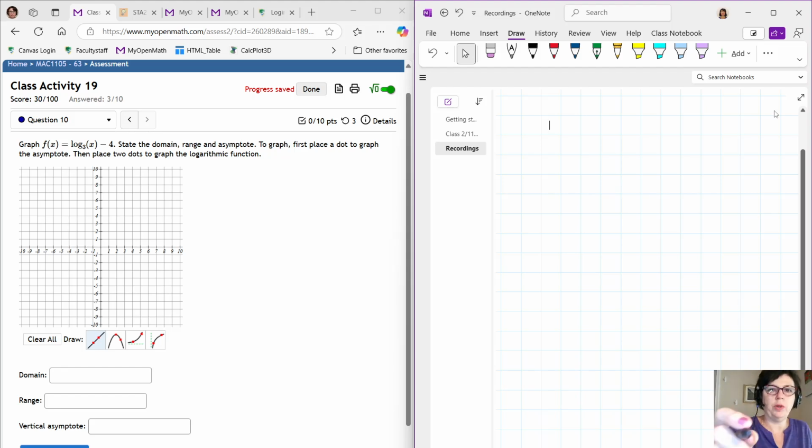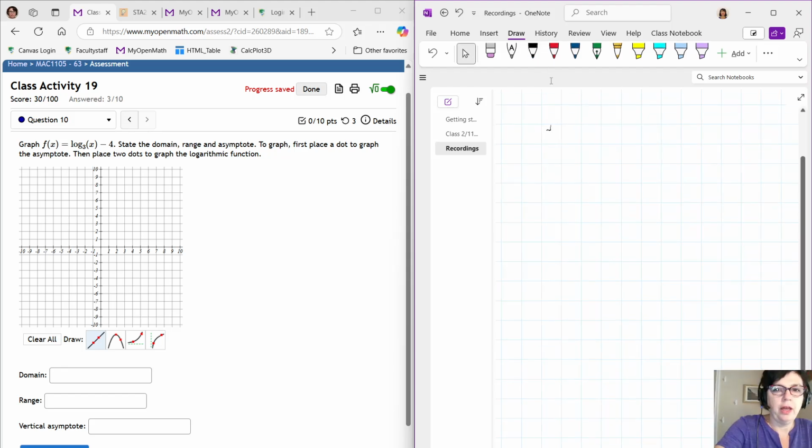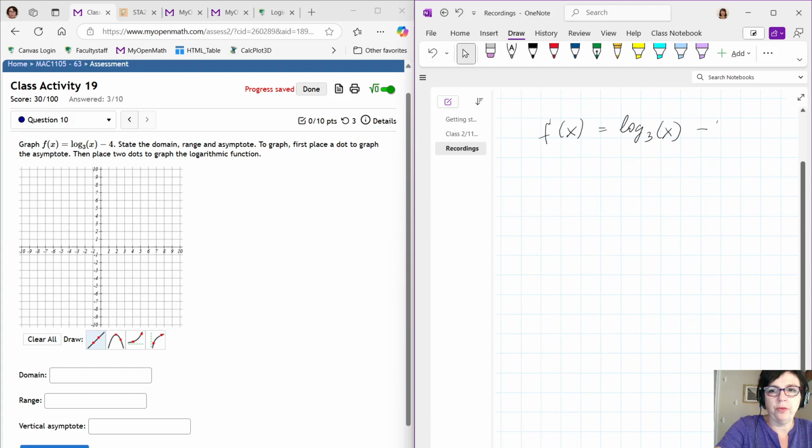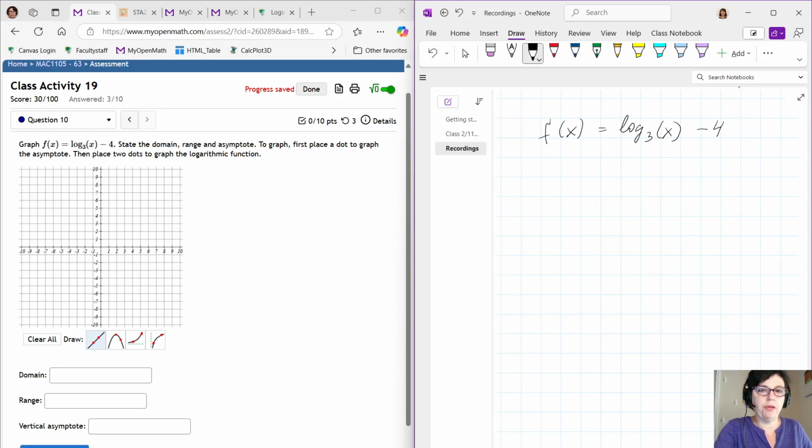Okay, guys, in this question, we are going to graph f of x equals log with base 3 of x, but the number, in this case, subtract 4, is not inside the parentheses. So it is very important to realize that if the number minus 4 was inside, that would be a translation of the original graph of the log 4 to the right. But because this is outside of parentheses, that's a vertical translation down by 4 units.